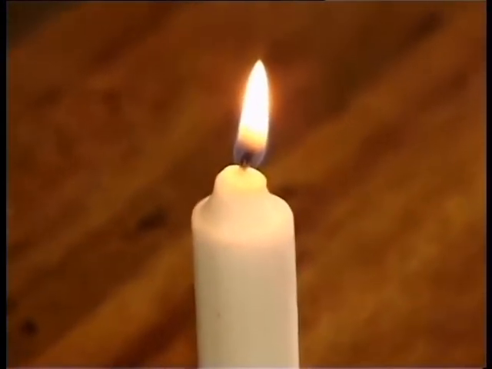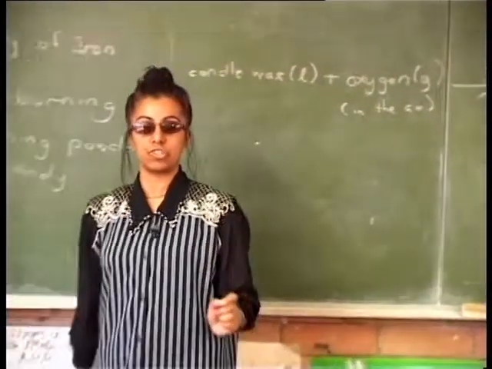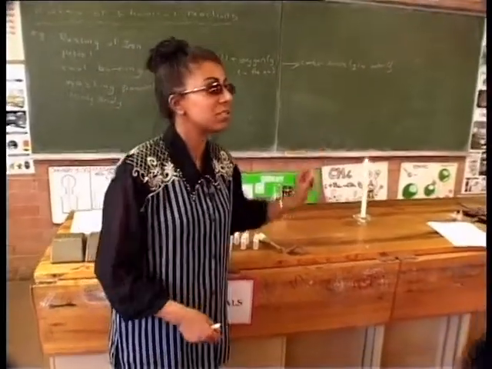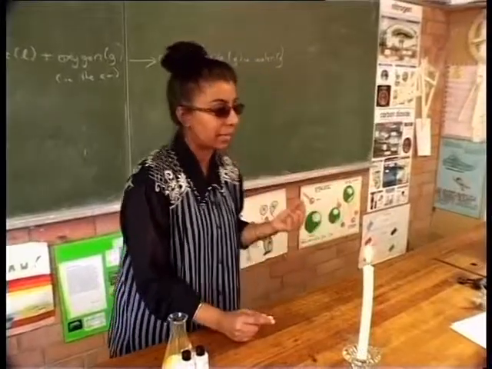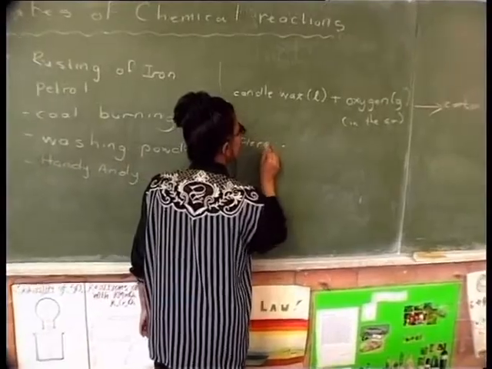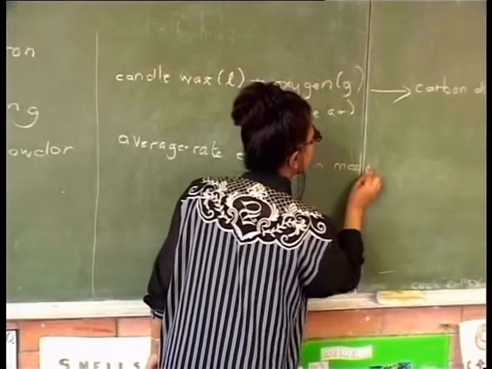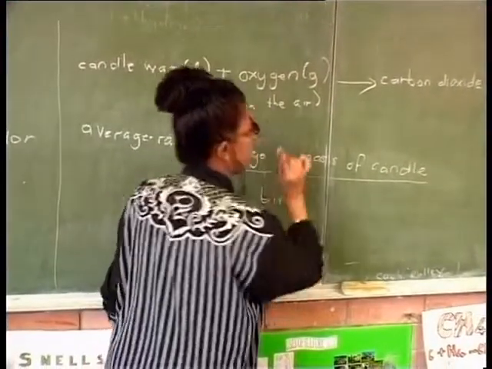Was this reaction a fast reaction or a slow reaction? It's a slow reaction because it took time until the candle wax burned. What will happen to the size of the candle? The mass of the candle also decreases. Ms. RATILAL demonstrates that the rate of the reaction can be determined using a formula. Average rate is equal to change in mass of candle over time.